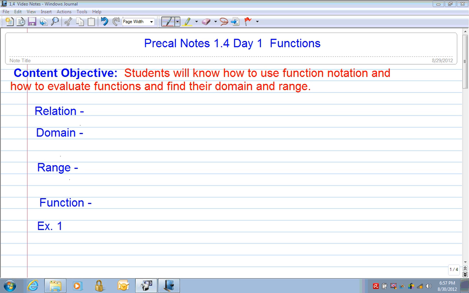Okay, let's get started. We're on 1.4, day 1, and this is about functions. You're going to learn how to use function notation and how to evaluate functions and find their domain and range.